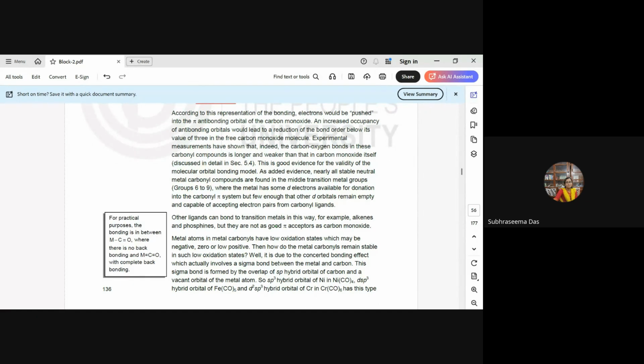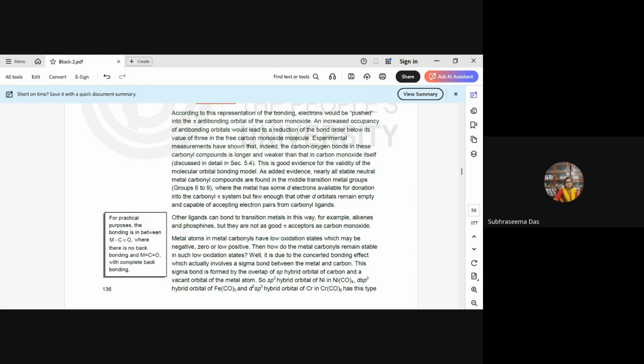When there is an increased occupancy in the antibonding orbitals, there is a reduction in the bond order below the value of 3 in a normal carbon monoxide molecule. Even experimental results have found this. But if we take the case of other ligands, such as alkenes or phosphines, they can also bond to transition metals, but they are not very good pi acceptors like the CO ligand.